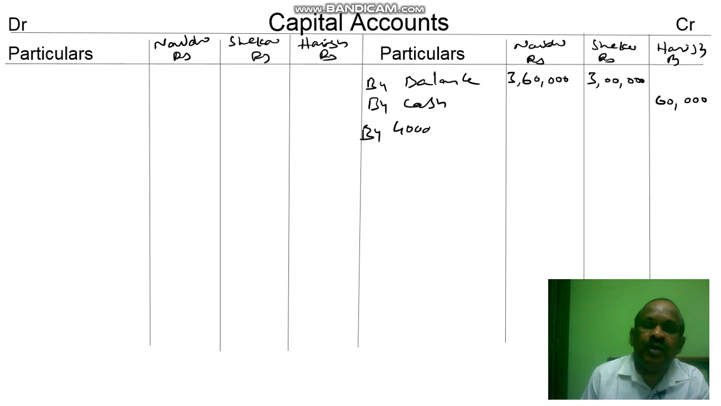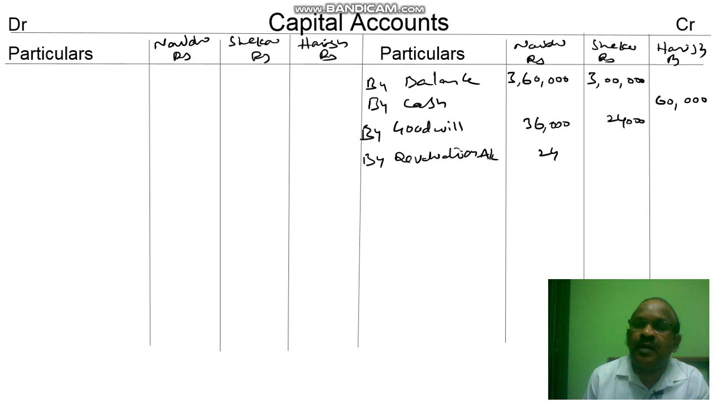credited the goodwill. That will come into the credit side of the two partners, 36,000, 24,000. Next is the by revaluation account. So we find the revaluation account for Naidu is 2,400, Shaker is 16,000.